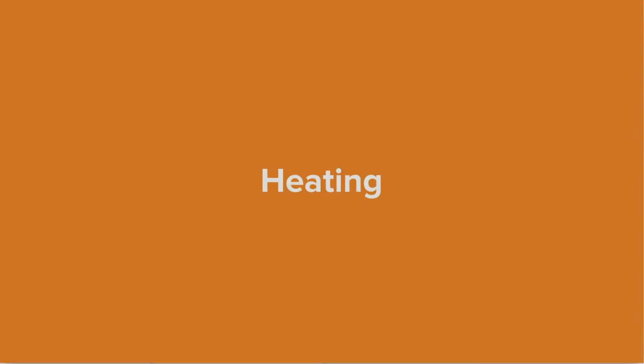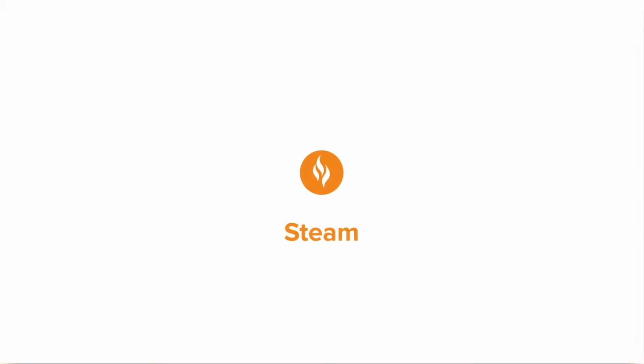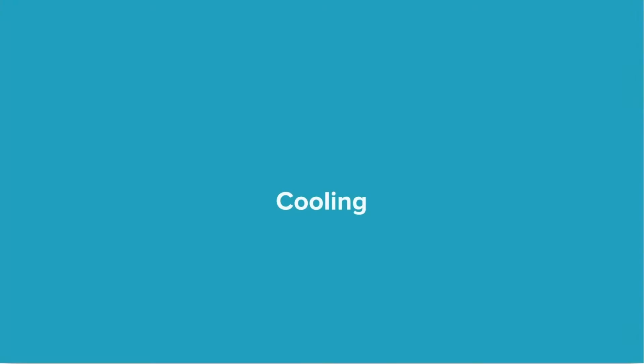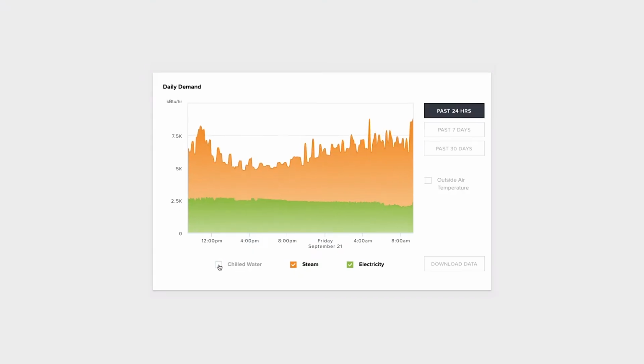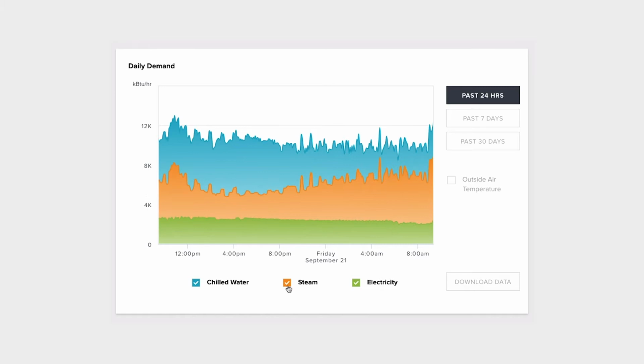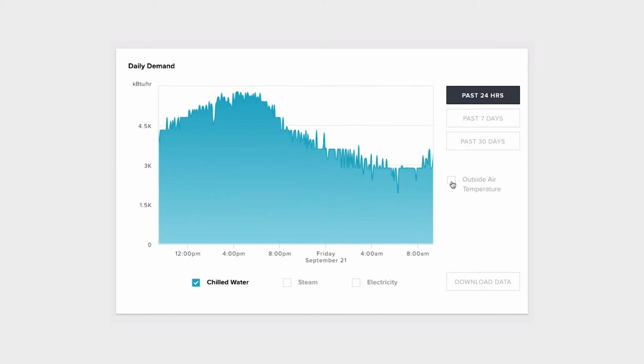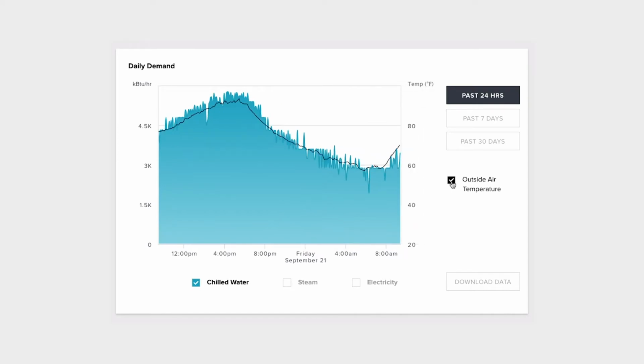The heating in a building is referred to as steam on SEED because it meters the steam that goes into the building. Similarly, the chilled water that goes to the building is then turned into cooling. On the demand graph, you can toggle the commodities on and off, as well as toggle on or off the outside air temperature. This could help you identify whether the building is functioning as you would expect.